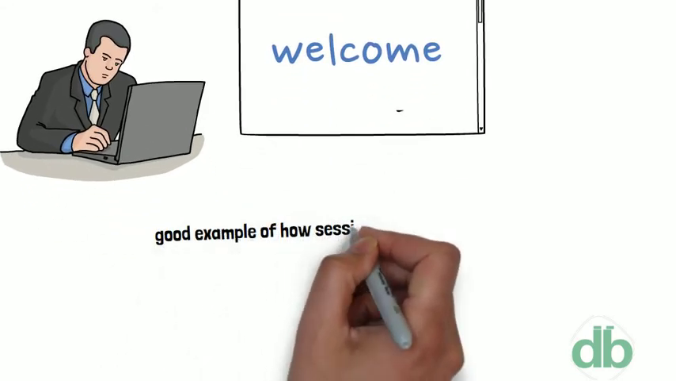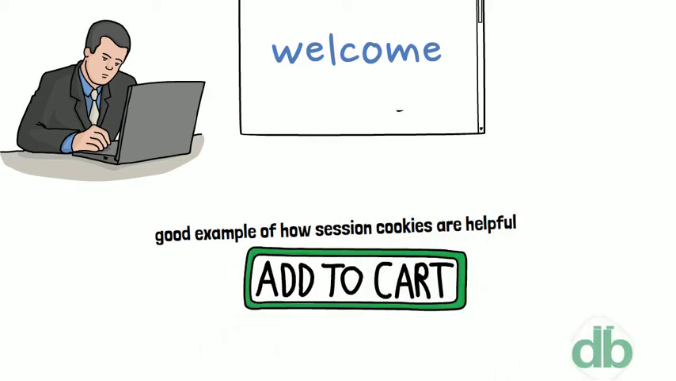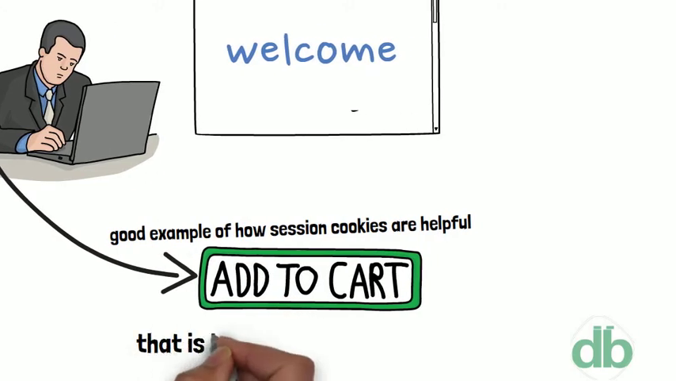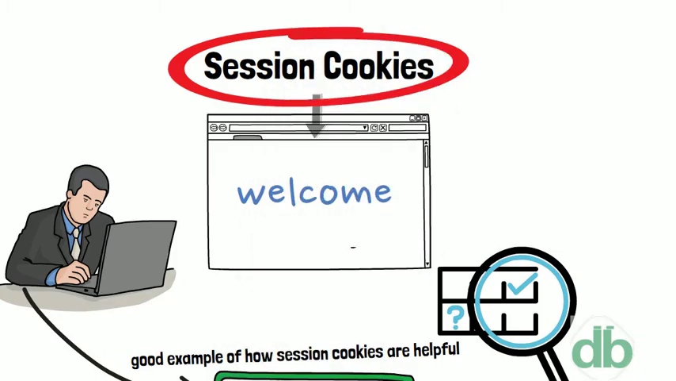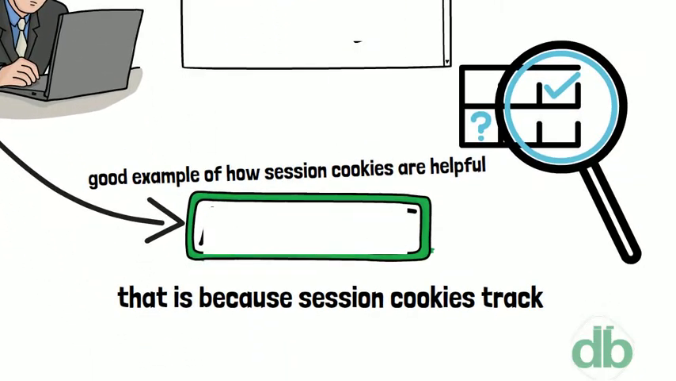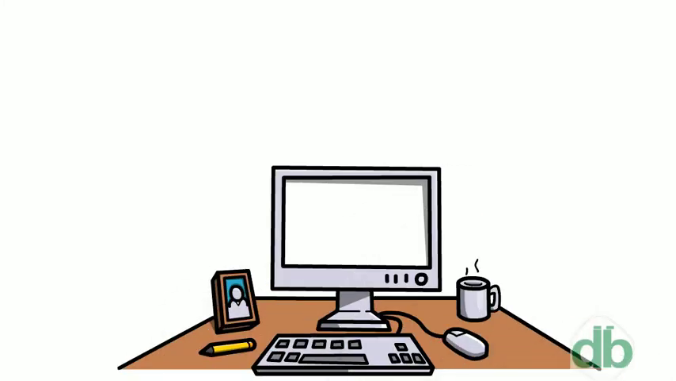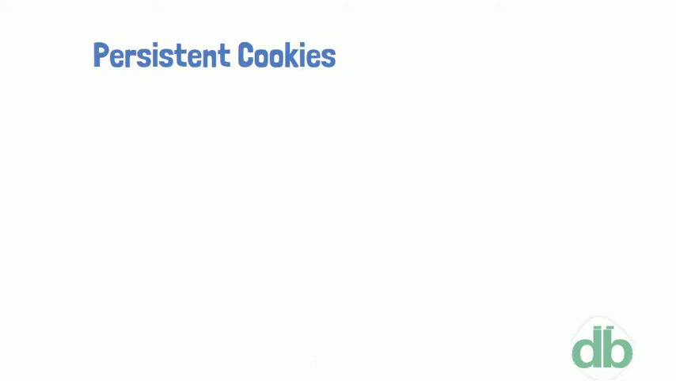A good example of how session cookies are helpful is online shopping. When you're shopping online, you can check out at any time. That's because session cookies track your movement. Without these cookies, whenever you would go to checkout, your cart would be empty. Ultimately, session cookies help you maneuver through the internet by remembering your actions, and they expire as soon as you close out of a web page.